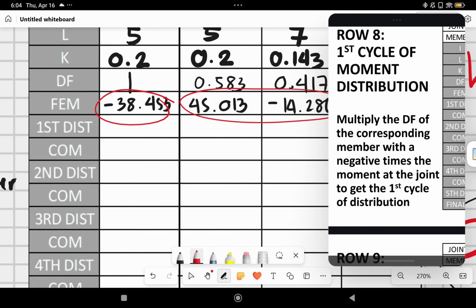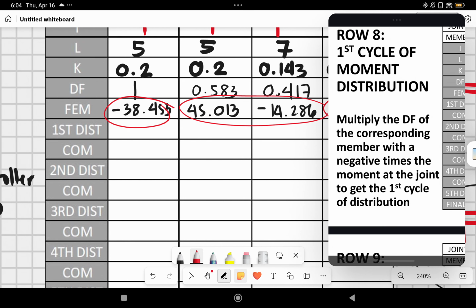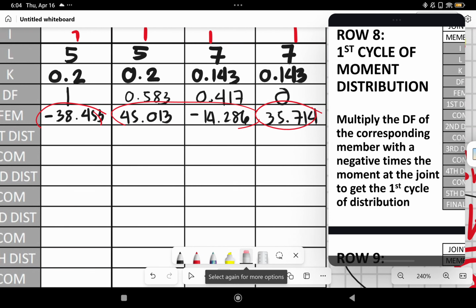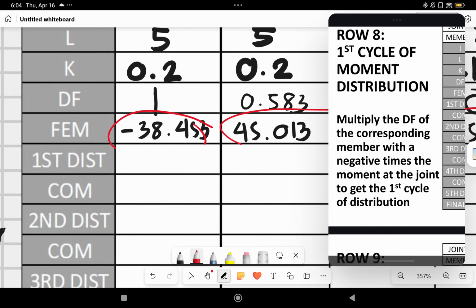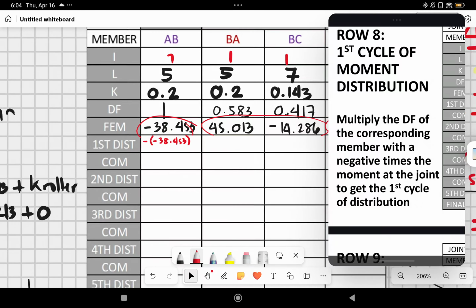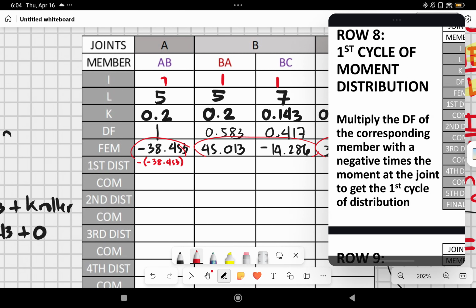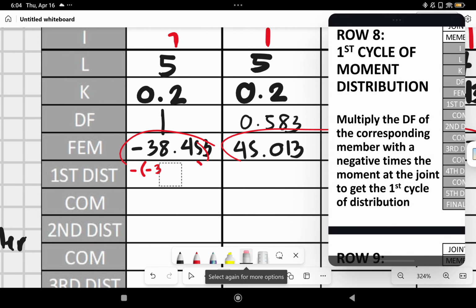So, for example, let me erase this. That is negative 38.453. You just apply a negative sign and then multiply it by negative 38.453, since the sum of the moments acting at joint A is just negative 38.453. So negative times negative, the answer becomes positive 38.453.